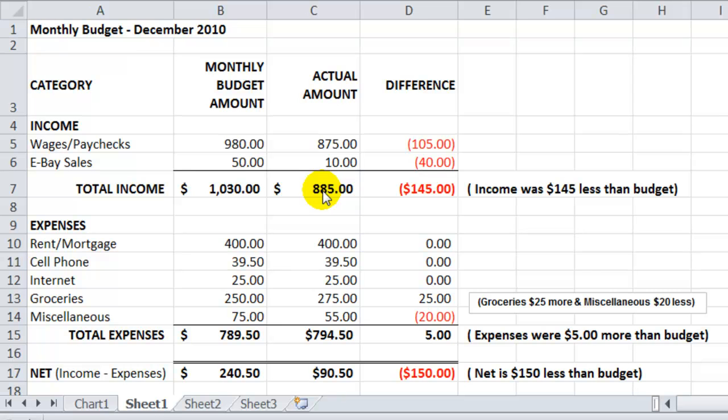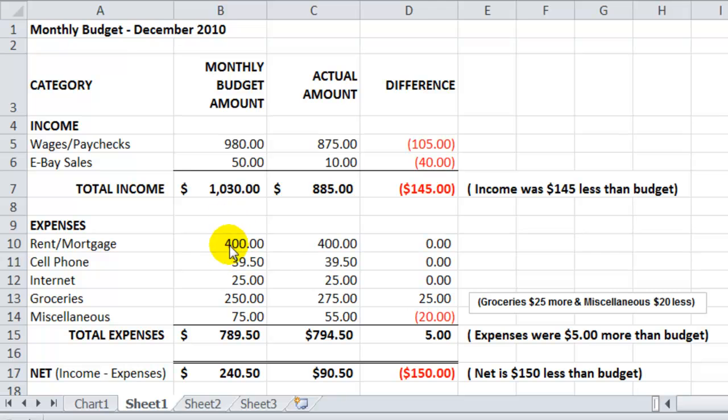The actual income was $885. This is the sum of the two income amounts. So the difference is $145 less than what they budgeted. So they planned that they would actually have $1,030, and when the money actually came in, they only had $885.